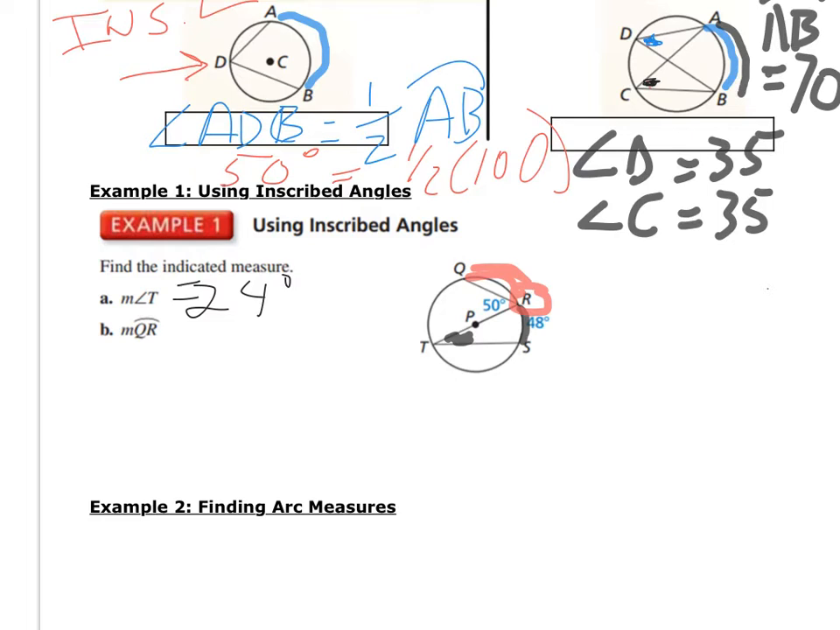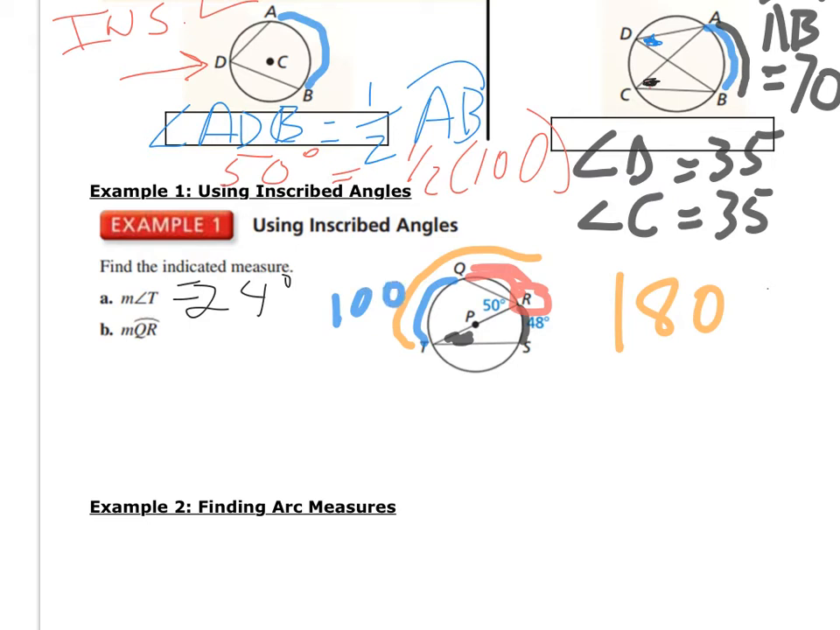I'm going to change colors. This is the intercepted arc. But this red arc, the one that we're trying to find, and the blue arc, don't they make a semicircle? So when I combine the blue with the red, I get a semicircle, which is 180 degrees, right? Well, I can find the blue arc, right? Because it is opposite this 50-degree angle, and the arc is double that, right? So since the inscribed angle is 50, then the arc QT equals 100.